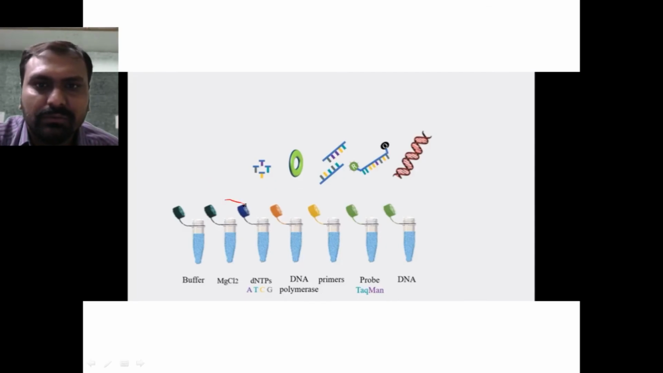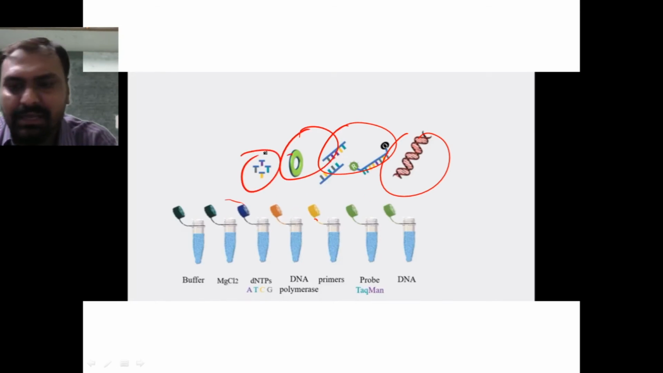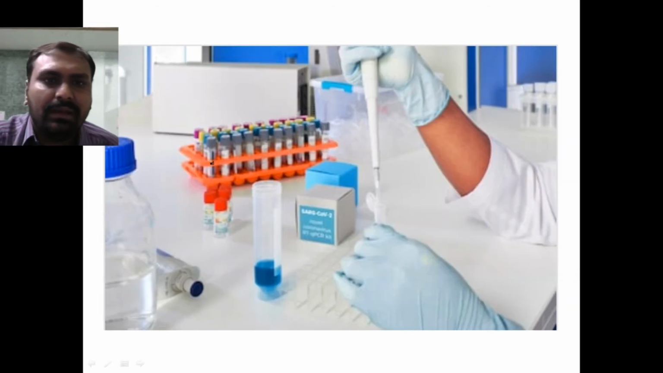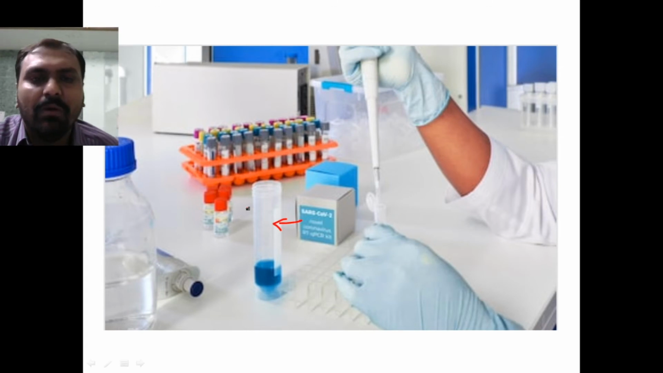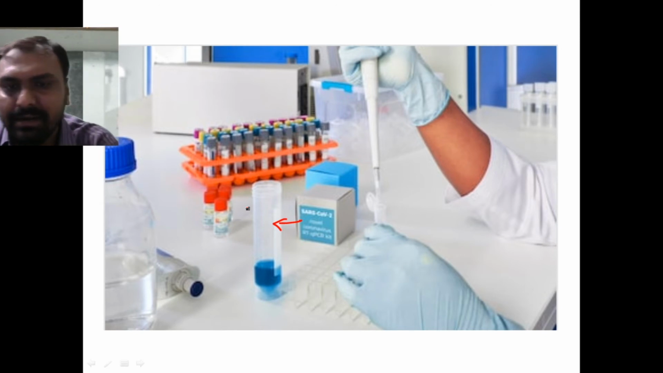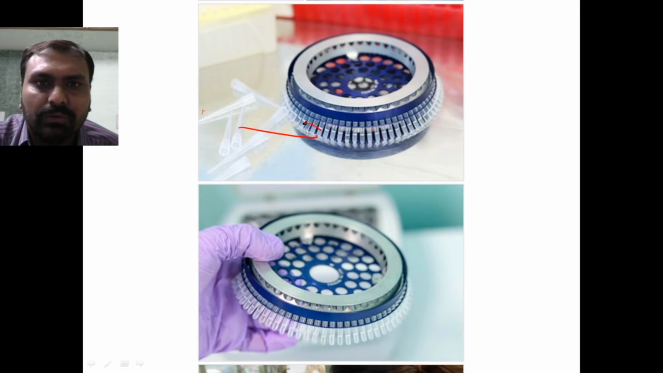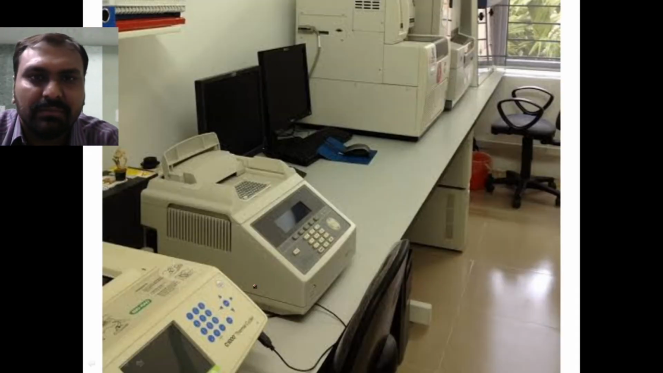So we know in PCR we require the DNA, the TaqMan probe, the primers, polymerase enzyme, and dNTPs. In the tubes all these reactions are added: MgCl2, buffer, DNA polymerase, TaqMan probe. They are added in the solution, and then they will undergo the PCR. Okay, these are our PCR tubes.